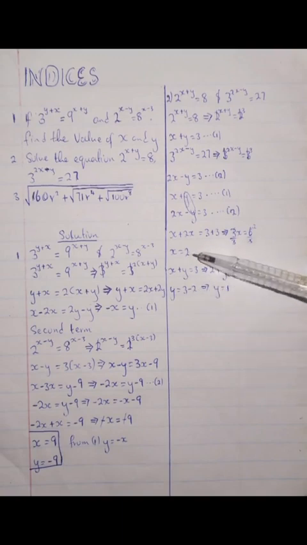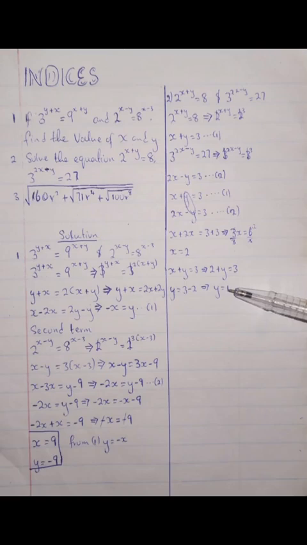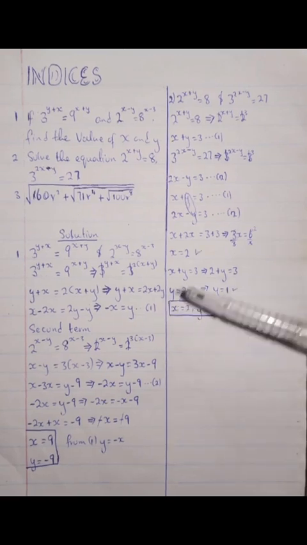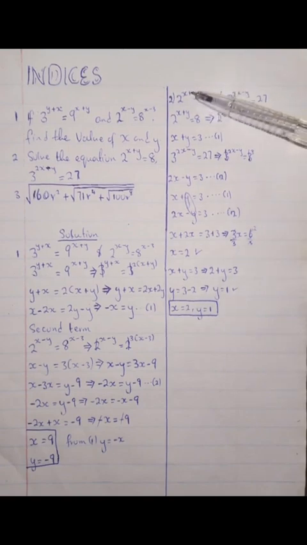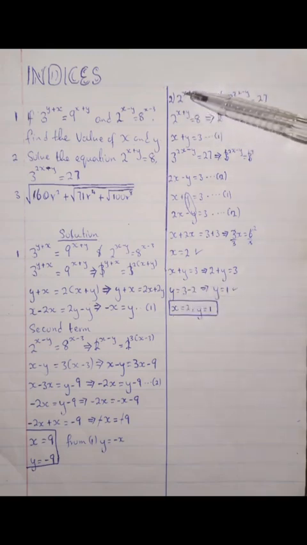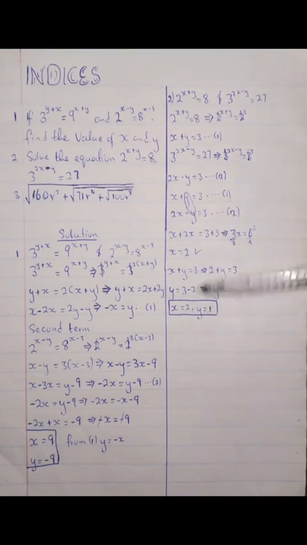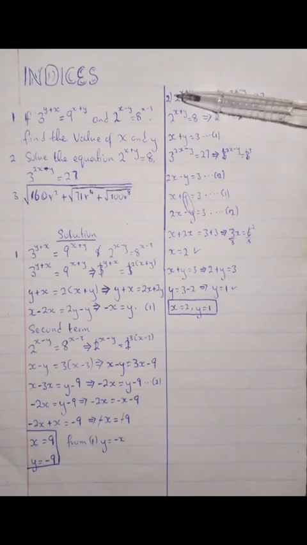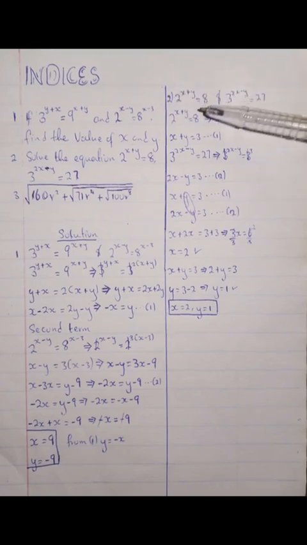You can also verify this. To verify this, look at the initial question. We have 2 raised to the power of x plus y equals 8. Now we say x is what? 2. So we have 2 here. y is 1. We have 1 here. 2 plus 1 is 3. So 2 raised to the power of 3 is what? 8, which is correct. So our answer and our solution is correct.